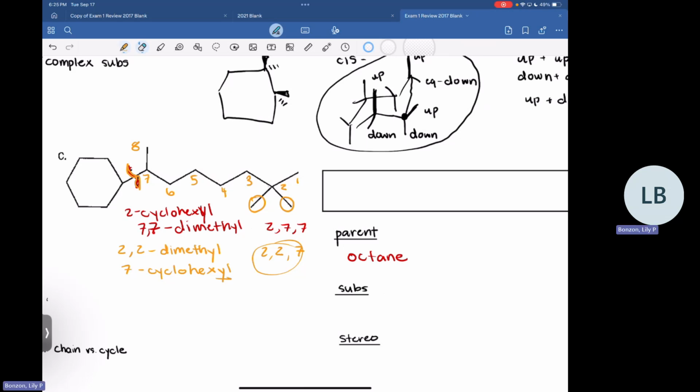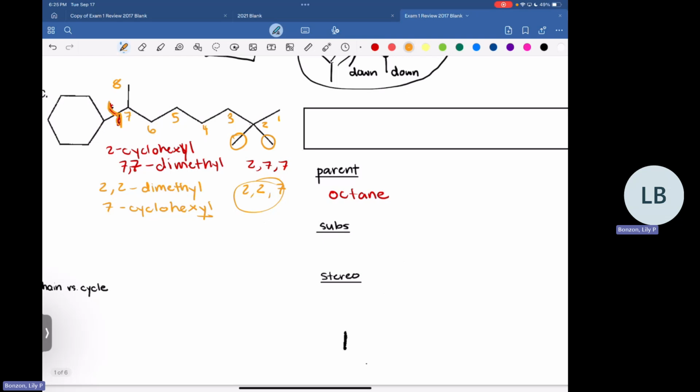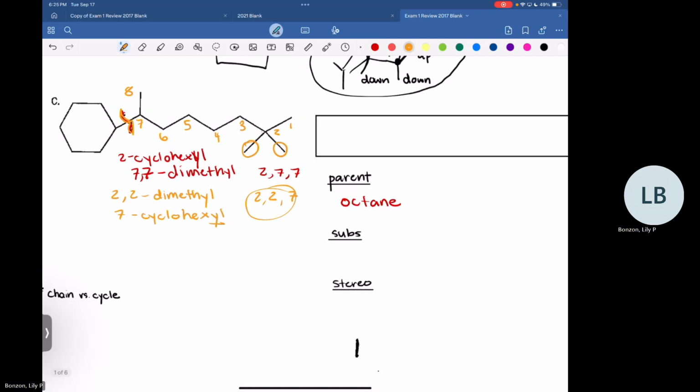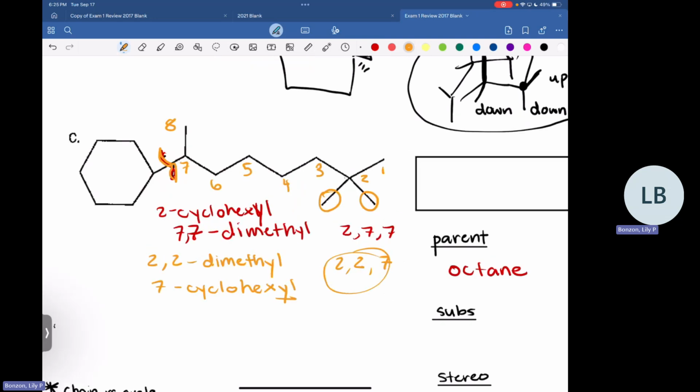So we've already numbered our substituents. We have the 2,2-dimethyl and the 7-cyclohexyl. We don't have any stereo in this case. There is a cyclohexane, but we only have one substituent on the cyclohexane, so it can't be cis or trans to anything else because it doesn't have a neighbor.